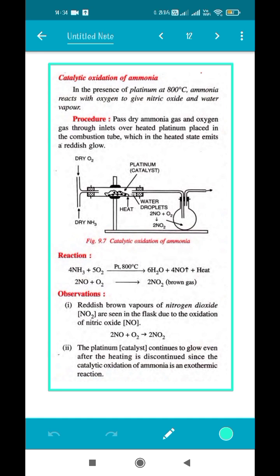The platinum continues to glow even after the heating is discontinued, since the catalytic oxidation of ammonia is an exothermic reaction. Initially when we are starting the reaction, the temperature is 800 degrees Celsius, a very high temperature, so the platinum will start glowing red. It will become reddish hot. Even after the experiment has been completed, the platinum will continue to glow for quite a long time, because a lot of heat is released in the reaction. The reaction is exothermic, so the platinum will cool down after quite a good amount of time. So this is the catalytic oxidation of ammonia, and the previous one was just the reaction of ammonia with oxygen.